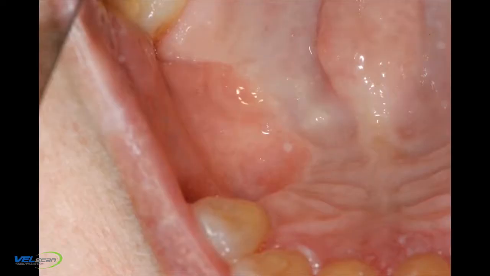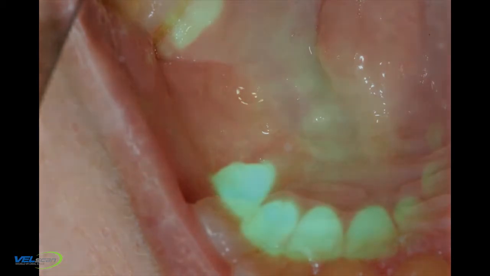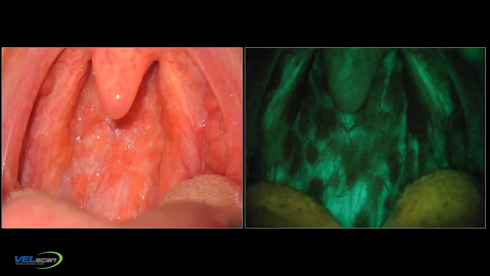The best way to categorize what you see through the VELscope VX is in terms of normal and abnormal patterns of fluorescence. Abnormal tissue typically appears as an irregular, dark area that stands out against the otherwise normal fluorescence pattern of surrounding healthy tissue. Sometimes, however, an area of normal tissue may exhibit a combination of bright and dark areas.